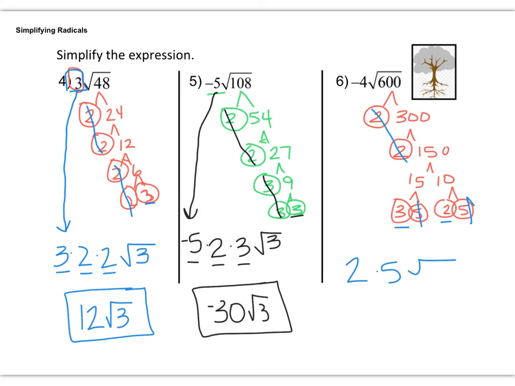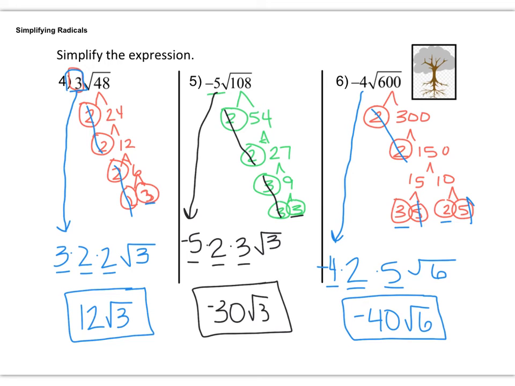2 times 3 is 6. And I had this number on the outside. Just going to come down with me. So then -4 times 2 is -8, times 5 is -40, and I have radical 6. And we're done.